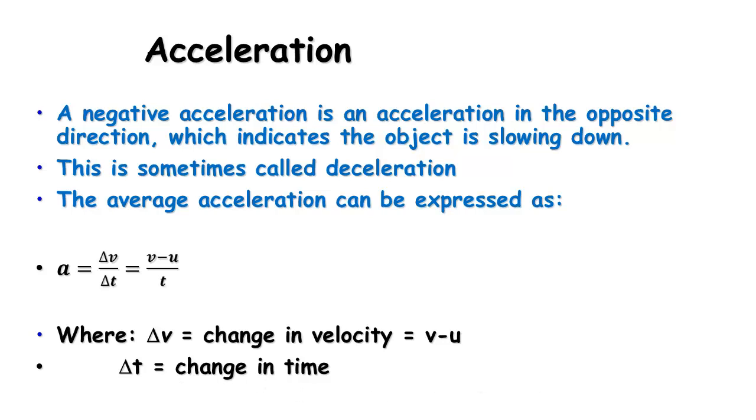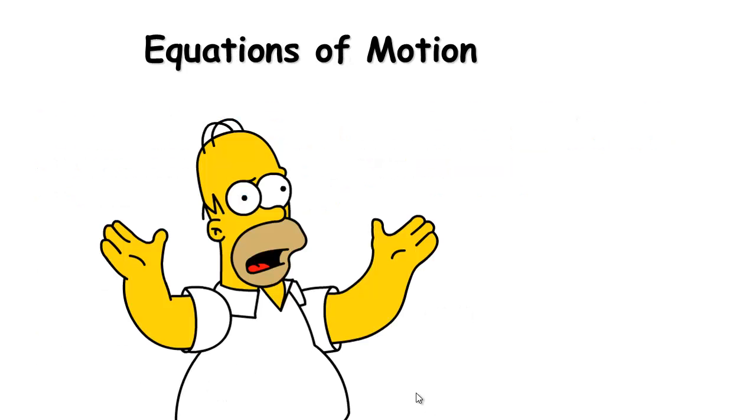Now I want to introduce three equations of motion that we use for objects undergoing constant acceleration. So firstly, we've got v equals u plus at. That's actually just a rearrangement of the acceleration equation we had on the previous slide. So a equals v minus u over t, multiply by t, and then add u. We actually rearrange, make v the subject, producing that equation.